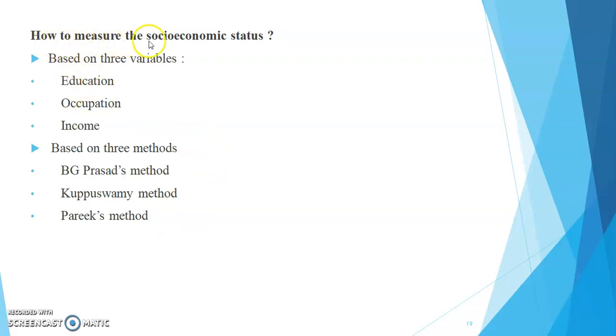How to measure the socio-economic status? Based on three variables, that is education, occupation and income. And the second method is based on scales, in which B.G. Prasad's method is there, Kuppuswamy method is there, and Parikh's method is there.